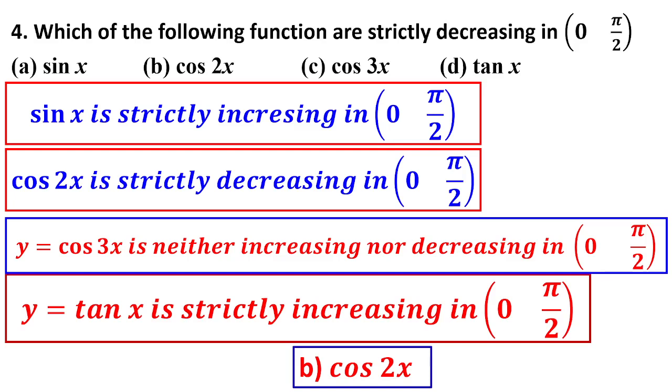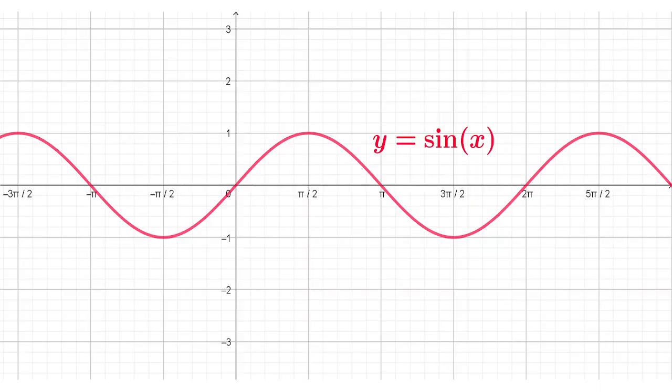But some of you may be having a doubt, sir, I want to see the graph of them. For that I am showing you the graph. Sin x is strictly increasing in 0 to pi by 2.